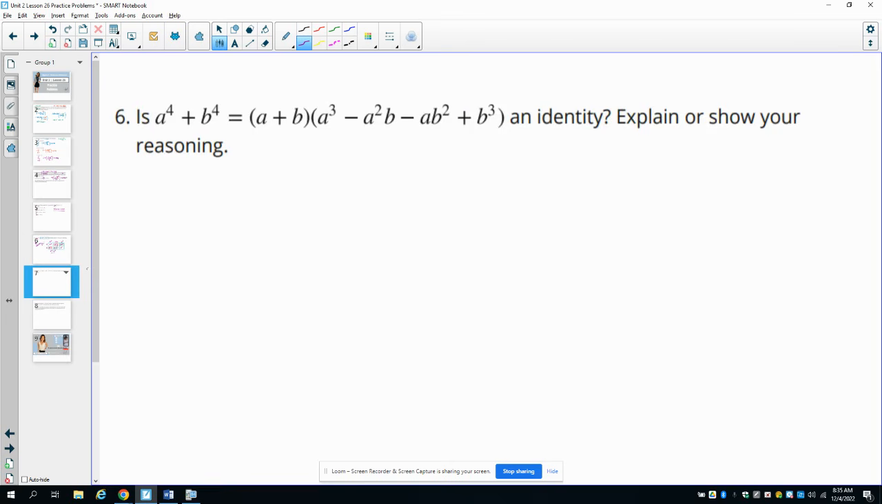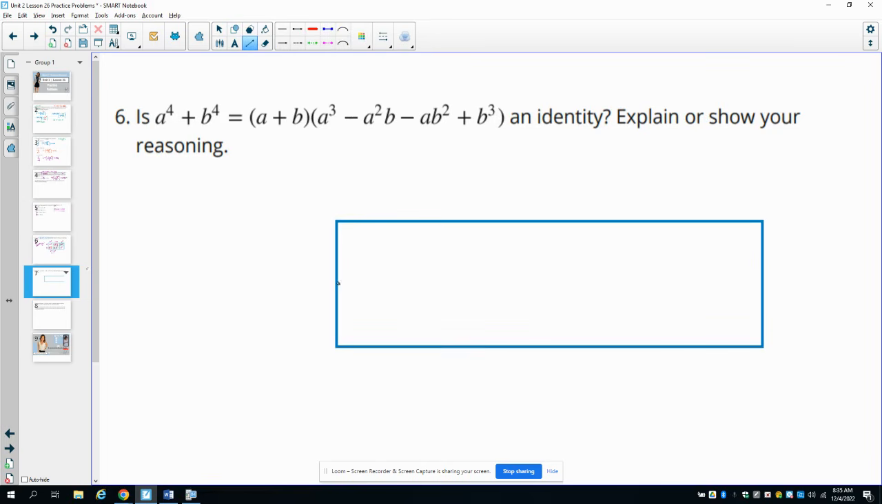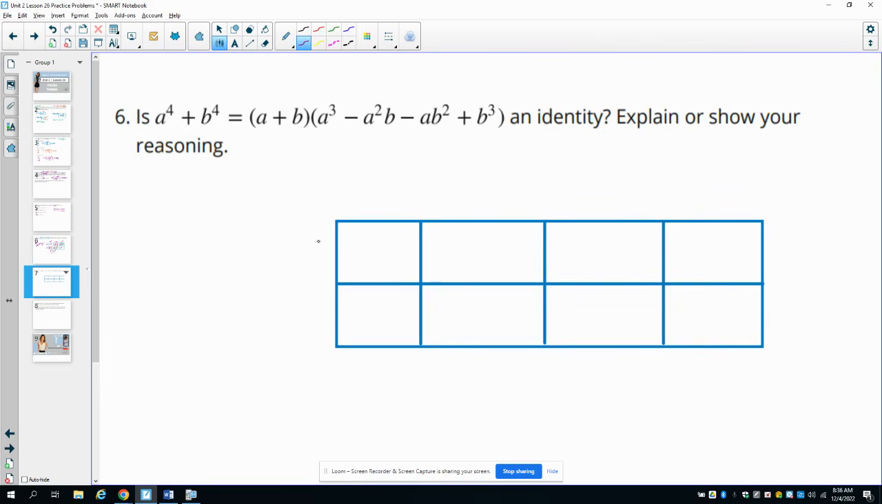Number 6, is this an identity? So same thing that we're going to be doing here. So this time we have a binomial times a quad. So when we write out our box, we're going to have 2 rows, and then we're going to have 4 columns. So we're going to be doing A plus B times A cubed minus A squared B minus AB squared, and then plus B cubed. So A times A cubed is A to the 4th.